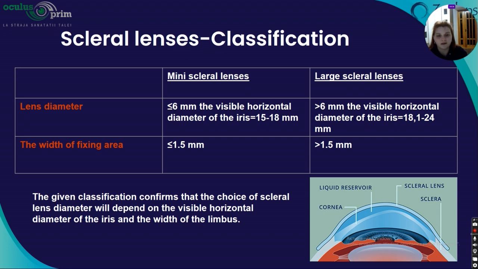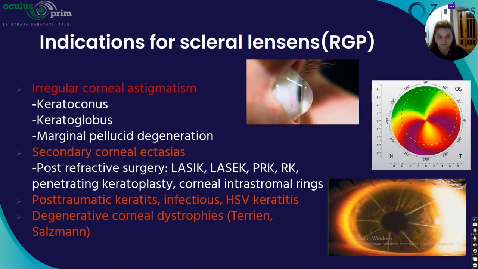Scleral lenses are classified into mini-scleral lenses, which are suitable for patients with a visible horizontal diameter of the iris lesser than 6 mm and a width of the fixing area lesser than 1.5 millimeters, and large scleral lenses, which are suitable for patients with a visible horizontal diameter of the iris bigger than 6 millimeters and a width of the fixing area bigger than 1.5 millimeters. The given classification confirms that the choice of scleral lens diameter will depend on the visible horizontal diameter of the iris and the width of the limbus.